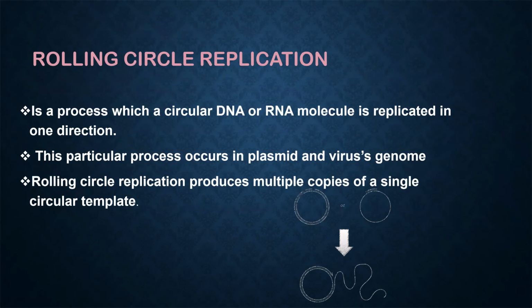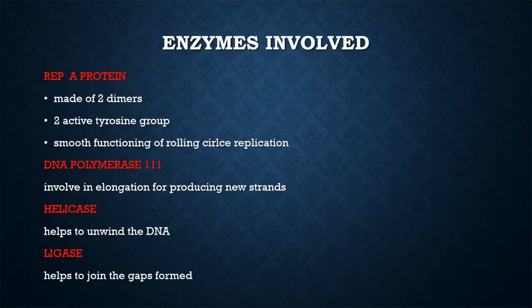Then rolling circle replication. Rolling circle replication is a process in which circular DNA or RNA molecules are replicated in only one direction. It is mostly seen in virus genomes and also in plasmids. It produces multiple copies of a single circular template.